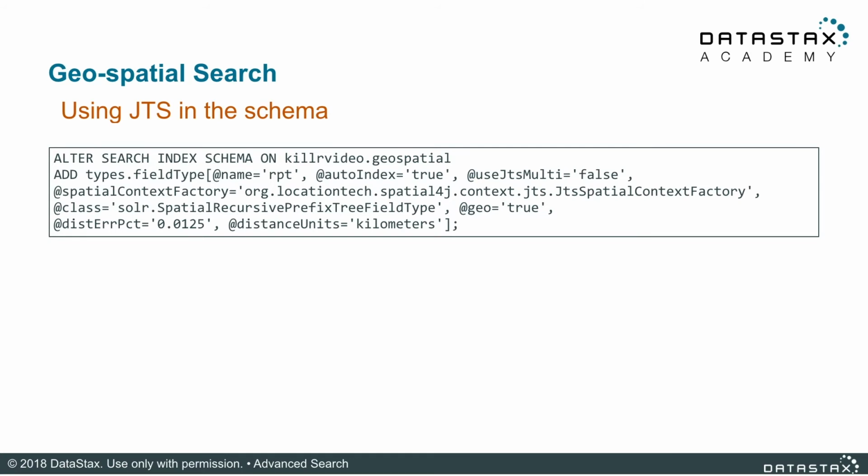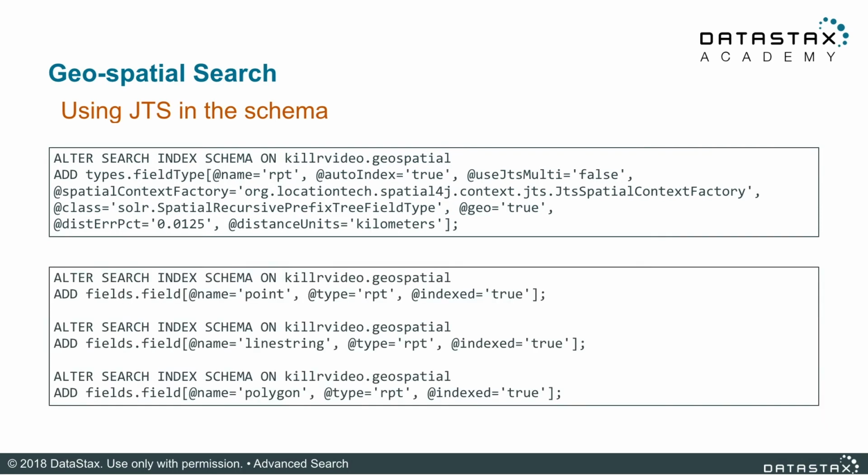Here's an example of the alter search index schema command that will add the RPT field type, this time including the spatial context factory parameter. Afterwards, the same field type can be used for any of the three geospatial data types, as seen in the field declarations below. Finally, we can get to the queries.